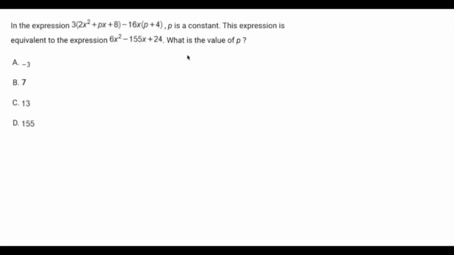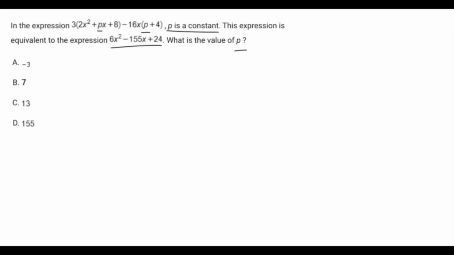The expression 3 times 2x squared plus px plus 8 minus 16x times p plus 4. P is a constant. This expression is equivalent to the expression 6x squared minus 155x plus 24. What is the value of p? So here we have two missing variables in this one equation. So that is going to make it a little bit tricky to solve.